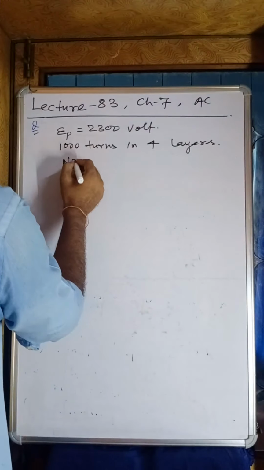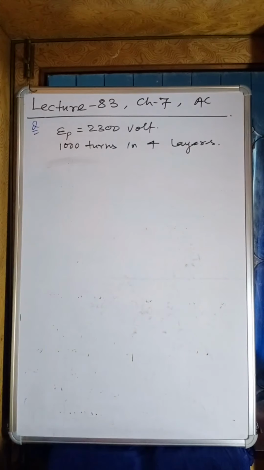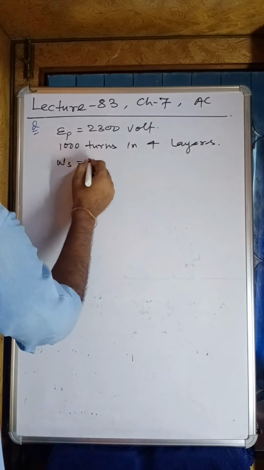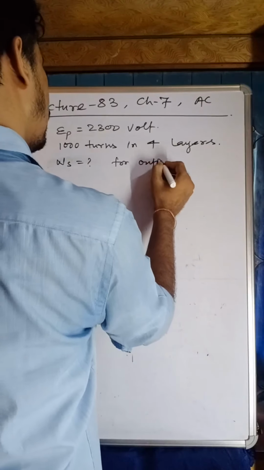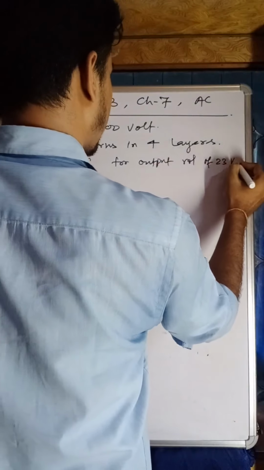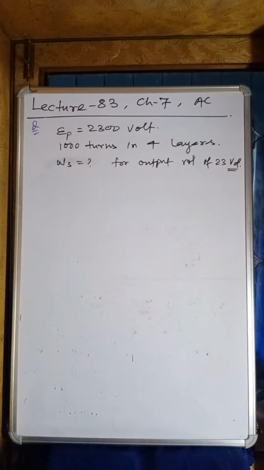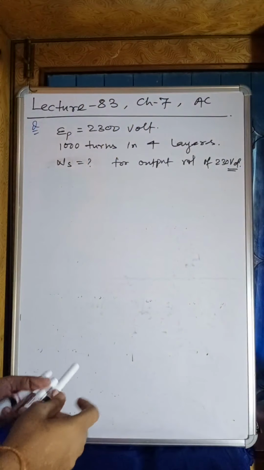So, what will be the total number of turns here? Okay, we will do the solution. You have to find the number of turns in the secondary coil for an output voltage of 230 volt. Alright, this is your question. It is 230, otherwise the value will be very high.